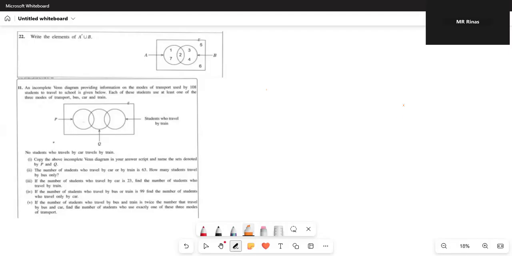Good morning. Now we are going to discuss 2023 past paper questions from SET. In there, the first question is, they ask you to write the elements of A' union B. So first we'll see what is the place of A'.